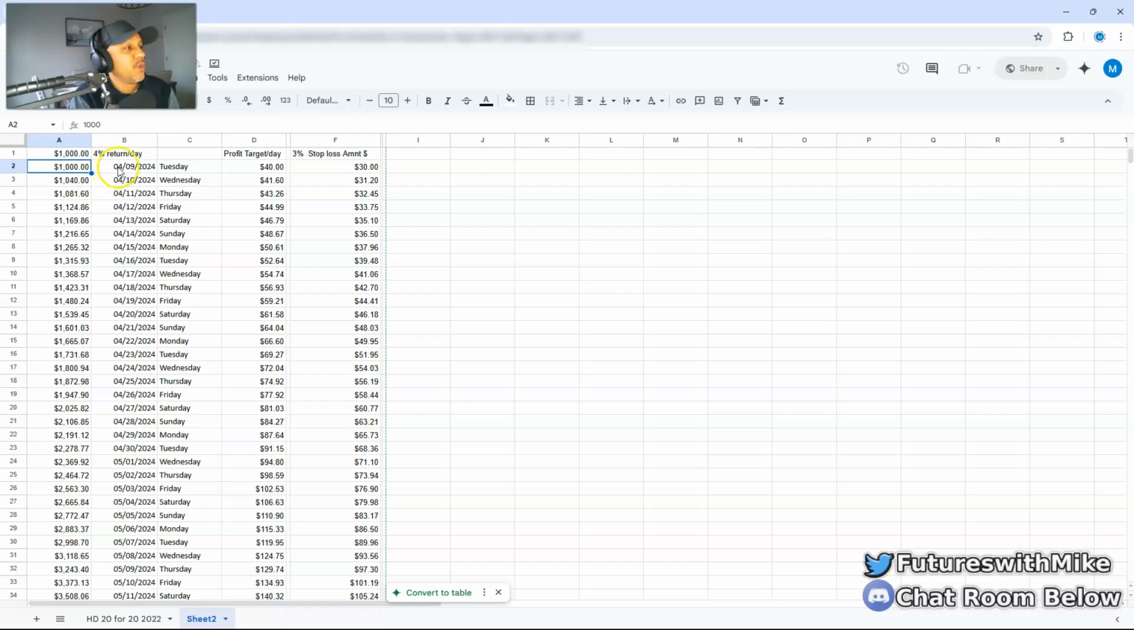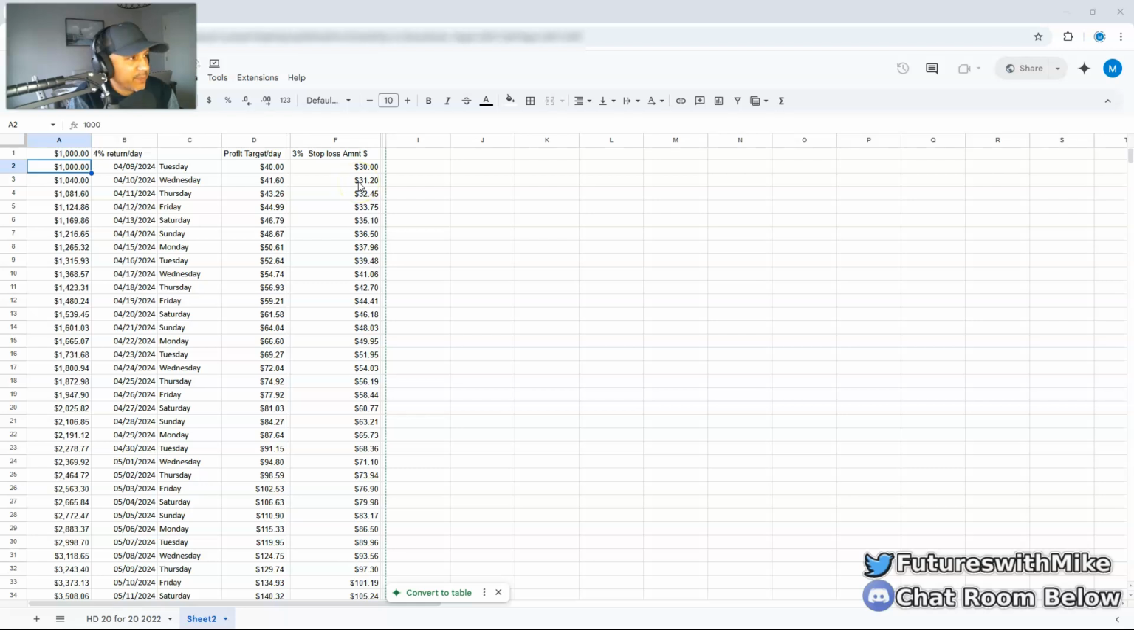And then we're looking to do what? Gain in profit 4% on $1,040. Let me say that again. Day one, we made $40 in profit. So now we have an account size of $1,040. The very next day, we're looking to do what? Make in profit 4% on $1,040, which is $41.60.